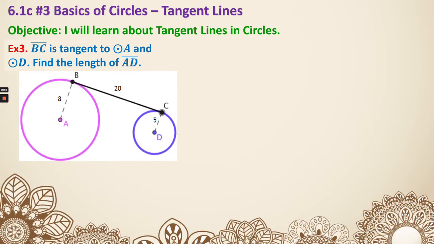Next, example 3. This question is slightly more interesting, because you're told that this is a tangent, which means you know this is 90 degrees. You also know this is 90 degrees. And it's asking you to find the length of AD. You can try to draw some lines to see if you can figure it out. Now, here's the thing. This side is 8, this side is 5, and this is basically a trapezoid because of these 90 degrees, and these two lines are parallel.